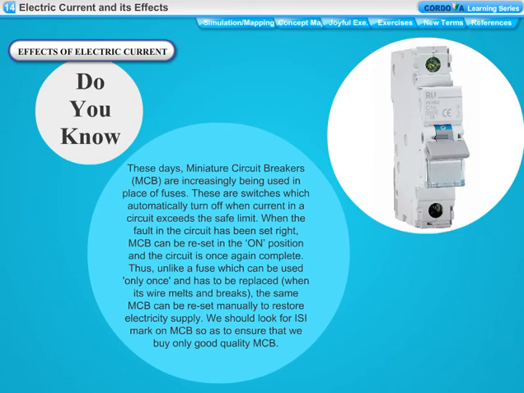Do you know? These days, miniature circuit breakers, MCB, are increasingly being used in place of fuses. These are switches which automatically turn off when current in a circuit exceeds the safe limit. When the fault in the circuit has been set right, MCB can be reset in the on position and the circuit is once again complete. Thus, unlike a fuse which can be used only once and has to be replaced when its wire melts and breaks, the same MCB can be reset manually to restore electricity supply. We should look for ISI mark on MCB so as to ensure that we buy only good quality MCB.